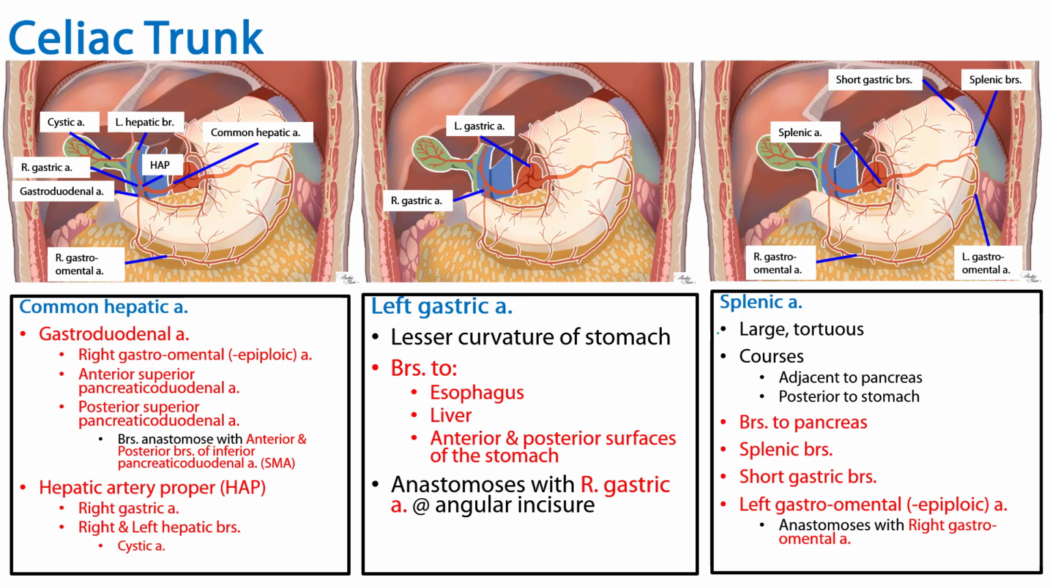So we have discussed the blood supply to the foregut. The dominant blood supply is the celiac trunk and its three major branches, the common hepatic, the left gastric, and the splenic. This is your summary slide.